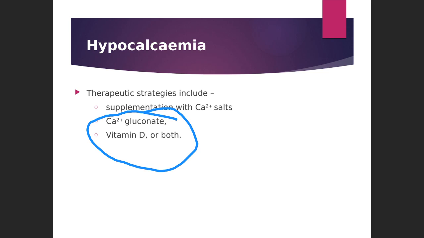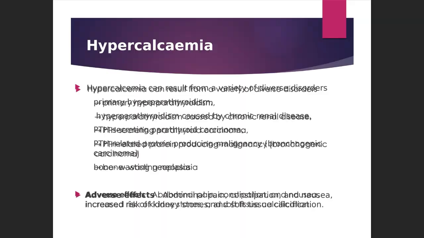In the case of hypercalcemia, what is hypercalcemia? As we know, it is an increase in calcium. It is because of hyperparathyroidism, and hyperparathyroidism can be caused by chronic renal diseases or parathyroid hormone secreting parathyroid carcinoma. It can also occur in parathyroid hormone related protein producing malignancy, bone wasting, or neoplasm.